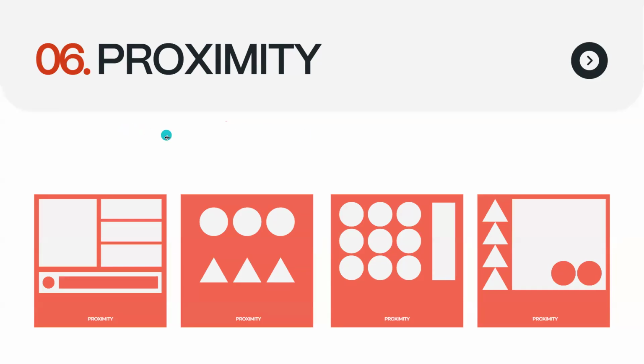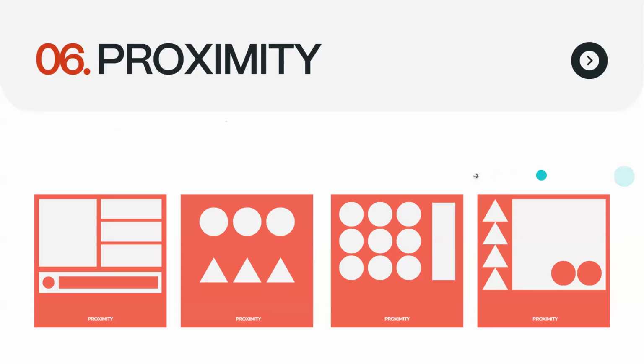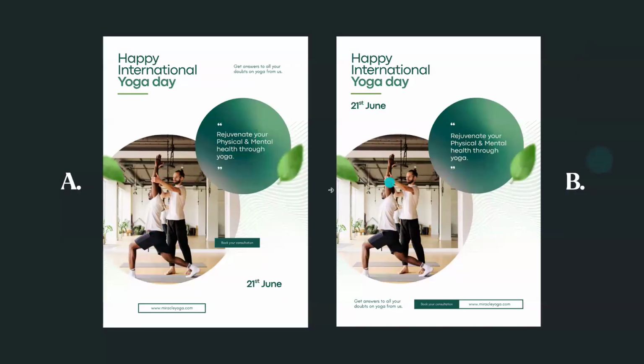Sixth one is proximity. Okay, I have a game for you. There are two different posters. So proximity is about grouping.